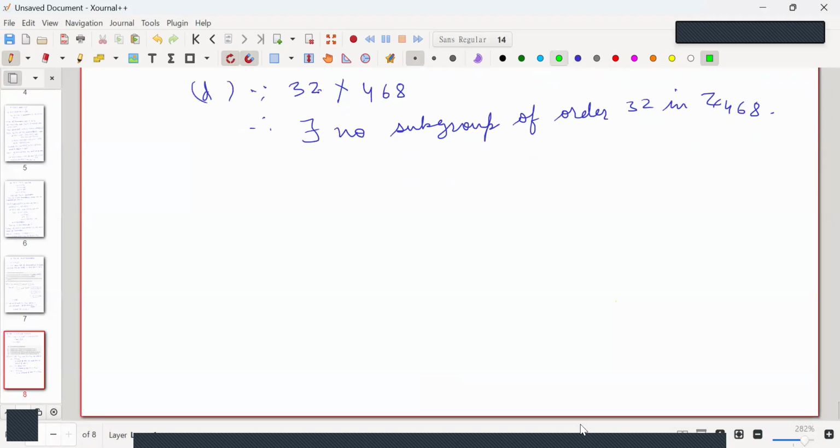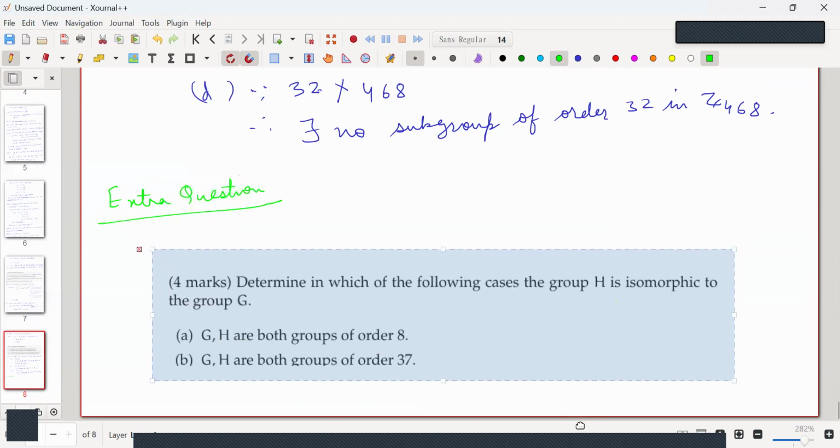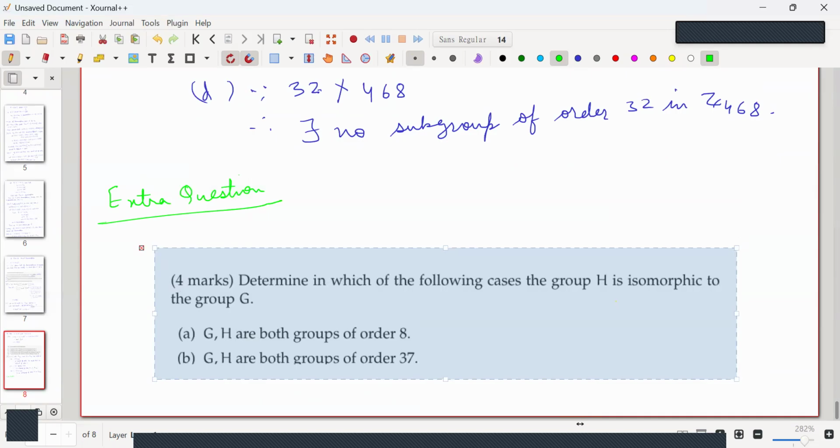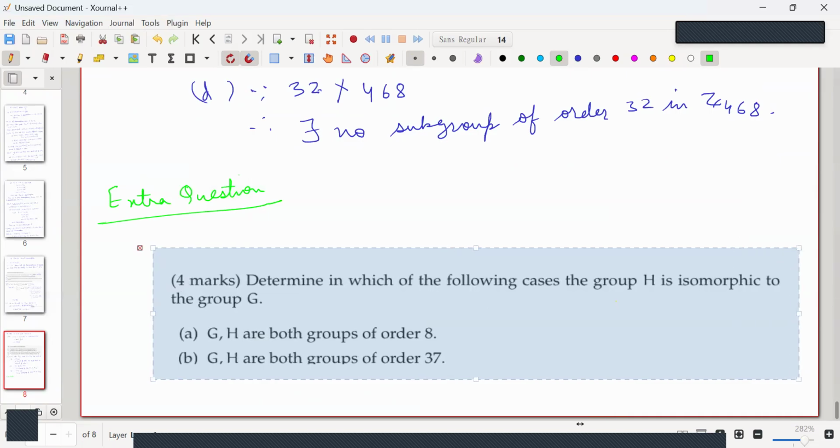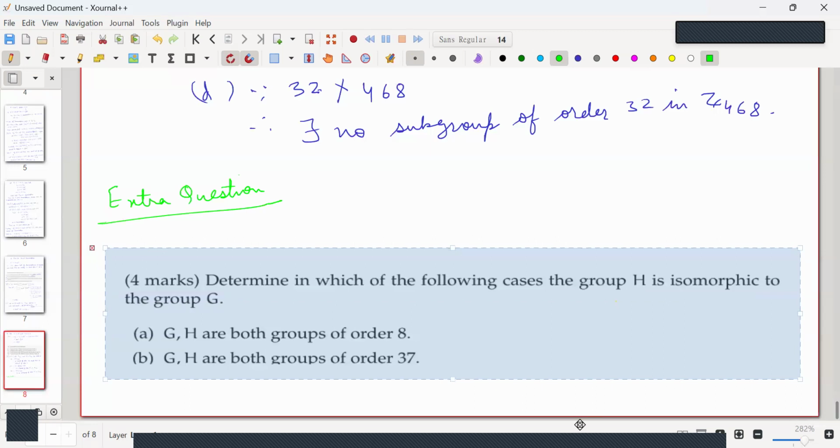This is an extra question. We can ignore these marks because they are already written. So yeah.